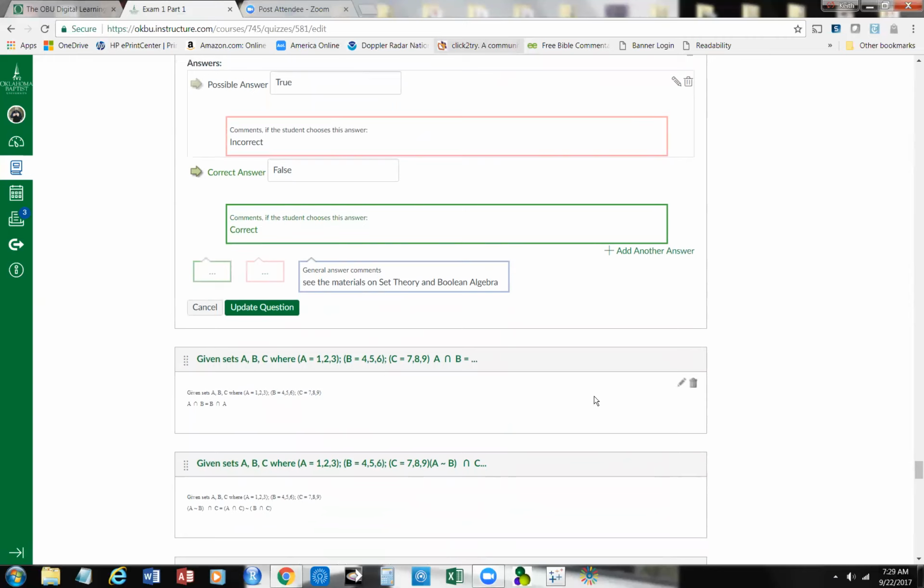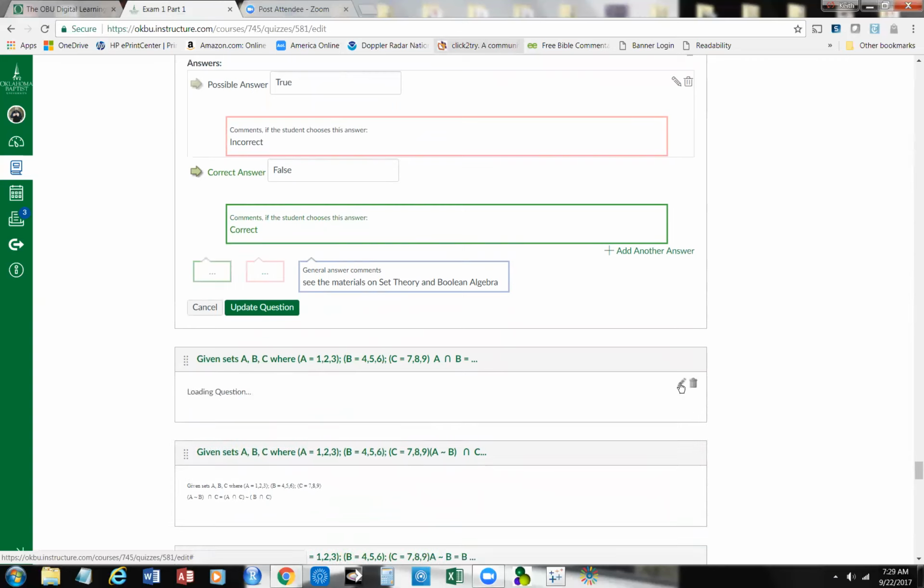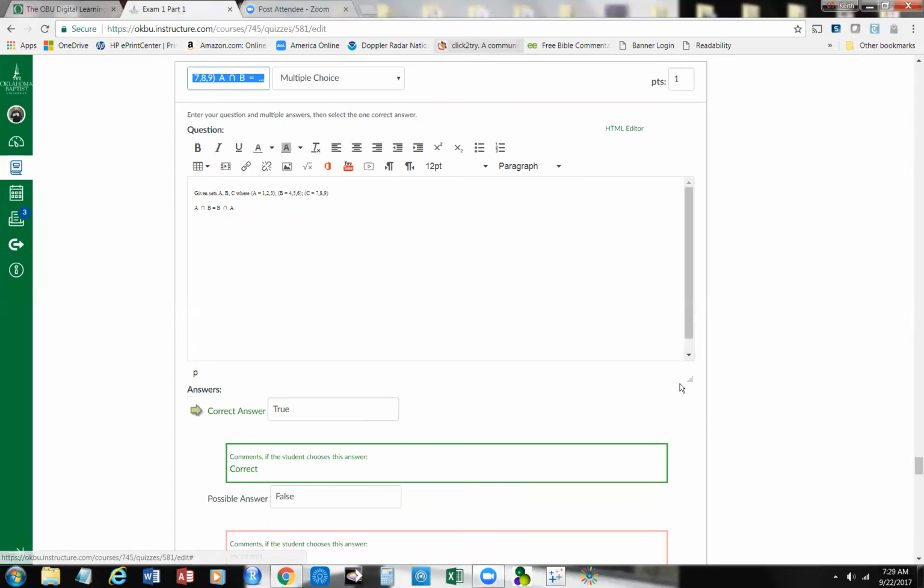Now we have another set notation theory question. Here is given sets A, B, C. In fact, at the start of exam 1, I gave you set notation theory. I gave you the set notations, what they mean, right at the start. It's also in the sample exam.